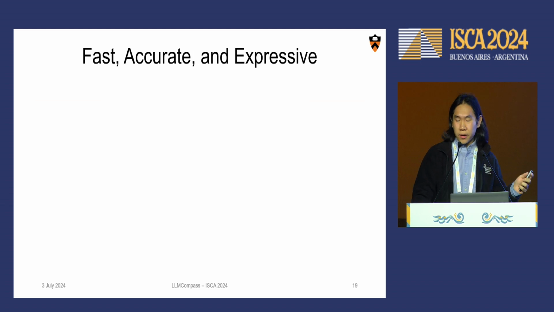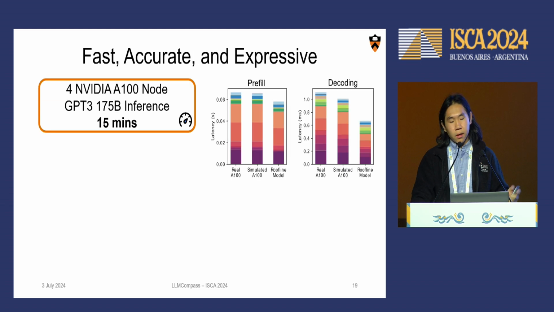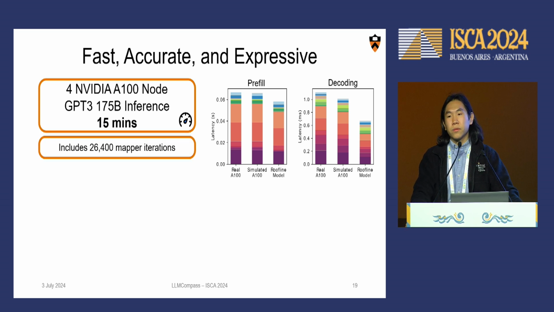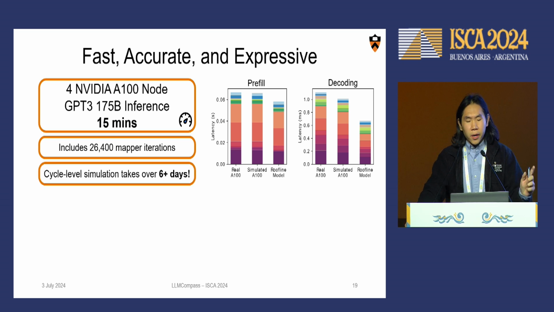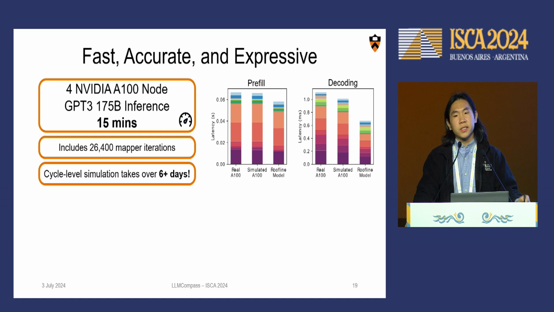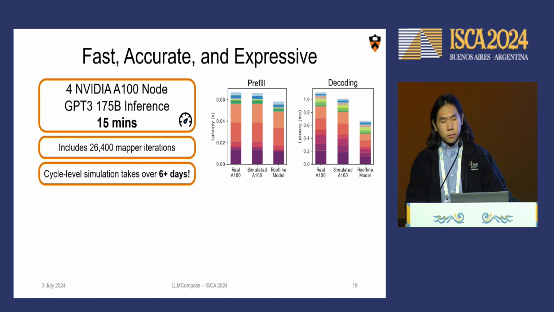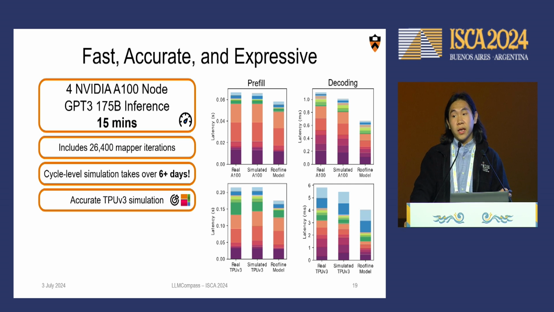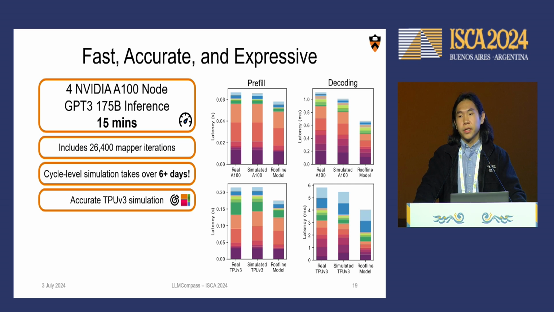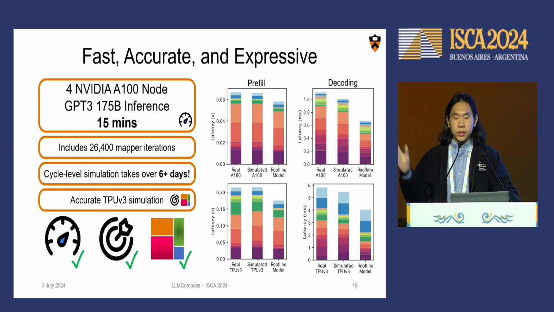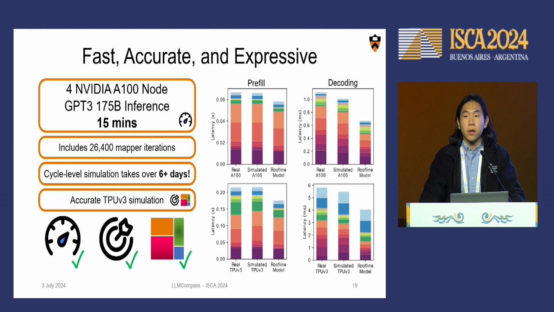Most importantly, and very importantly to us, LLMCompass is also fast. When simulating a 4-device NVIDIA A100 node running GPT-3 175 billion parameter inference, we're able to simulate in just 15 minutes. And this also includes over 26,000 mapper iteration searches to find the fastest runtime. In comparison, cycle-accurate simulators would take over 6 days to run on our same compute setup. We also model and validate against Google TPU v3 and achieve great accuracy for simulation results. So overall, we were able to achieve our goal to design a fast, accurate, and architecturally expressive simulation framework.